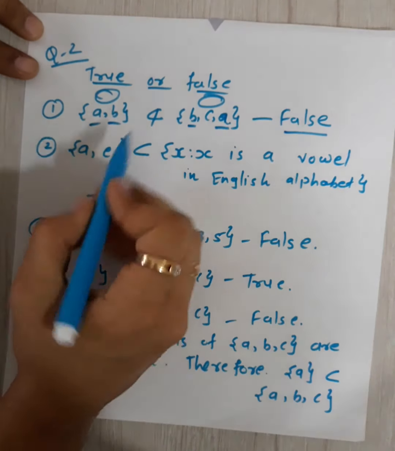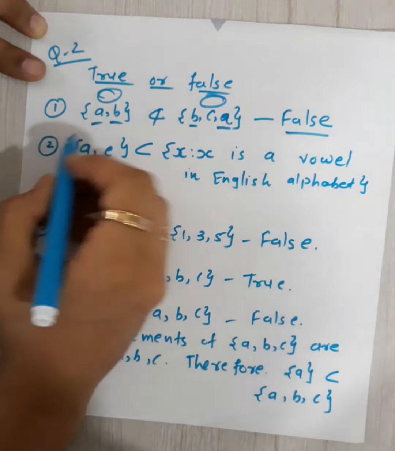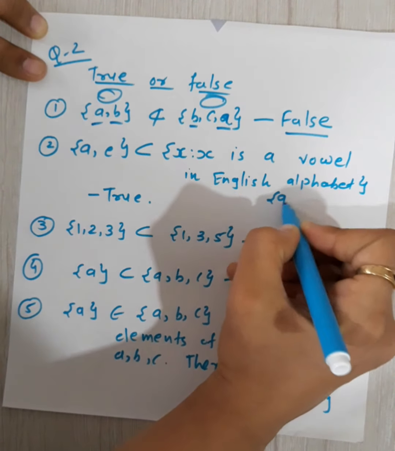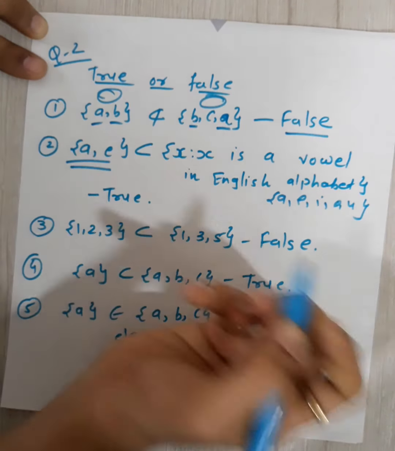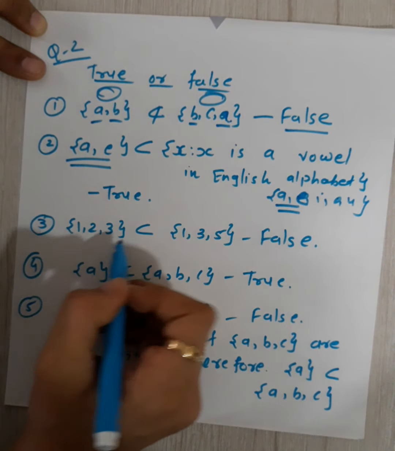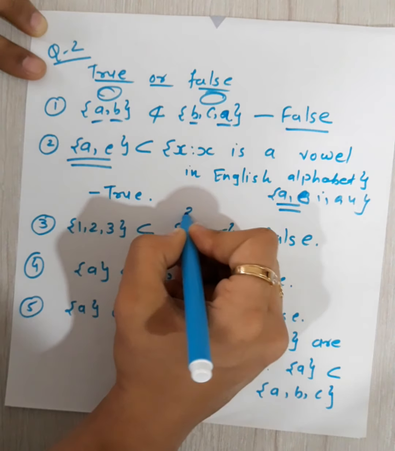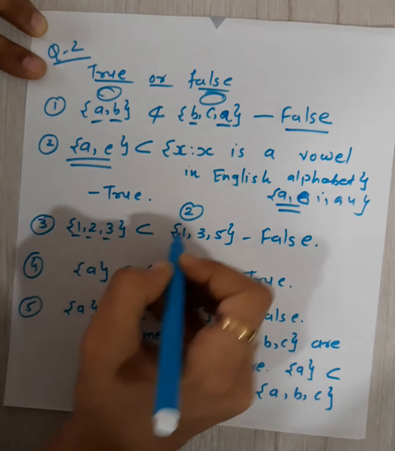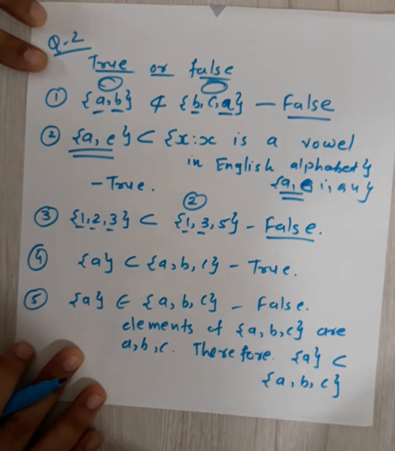That's why. Now, AE is a subset of vowels in the English alphabet. True. Because the English alphabet vowels are A, E, I, O, U. So all the elements of your first set are present in the second set. Okay, so this is true. 1, 2, 3 is a subset of 1, 3, 5. Wrong. Why? Because we don't have 2 here. Here 1, 3 is there, but 2 we don't have. So it is false. Okay.